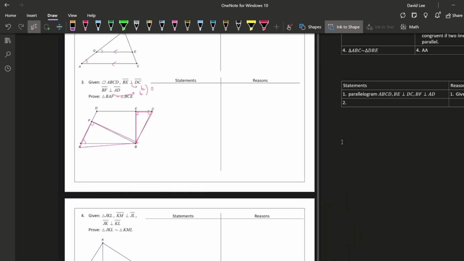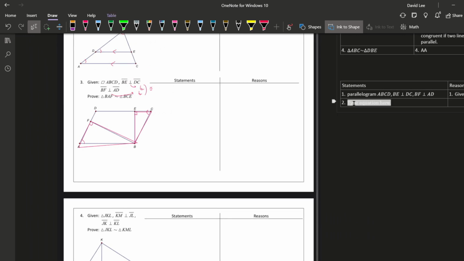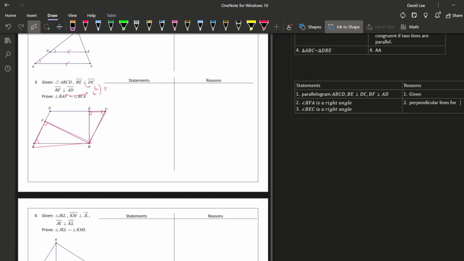So let's write this out. So then I'll say those two right angles, I'll do them first. So I'll say angle BFA is a right angle. And then I'll also say angle BEC is a right angle because perpendicular lines form right angles. Right. And then I'll say that's the same thing for this one.